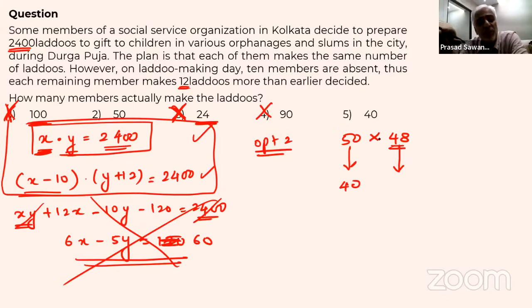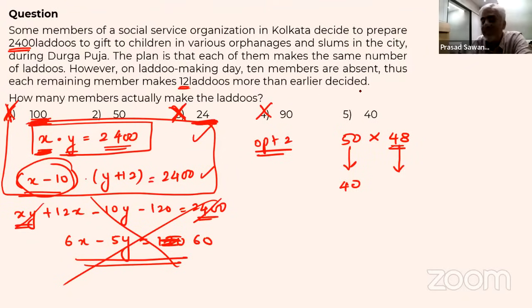By the way, they had asked for how many members actually make the laddu. So they had asked for this value. So my bad. This is eliminated because of 110, and this is eliminated because of 34. 100 plus 10. And this is eliminated because of 34.